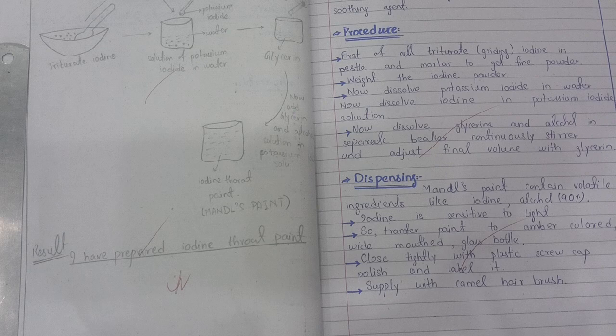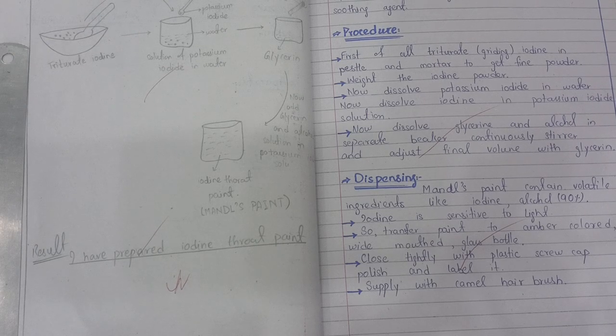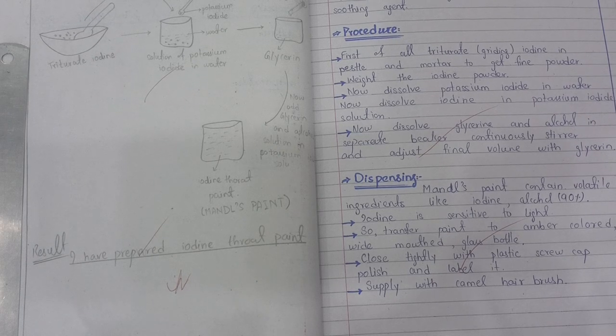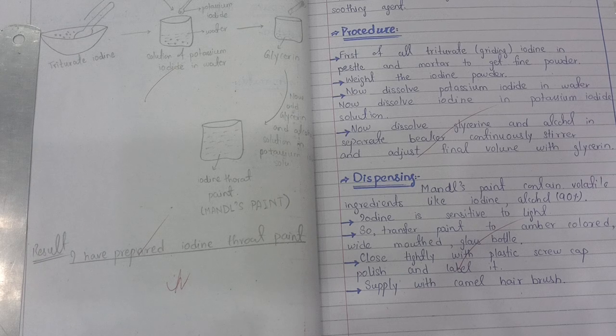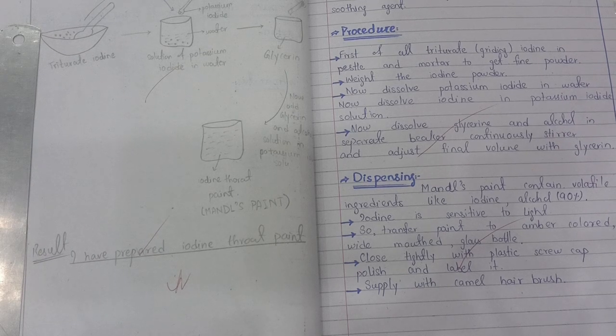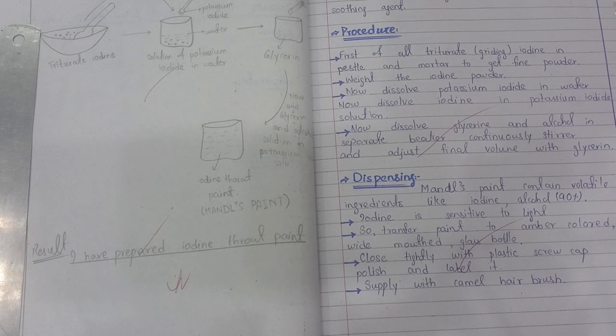And what was the procedure of it? First of all you have to triturate the iodine, convert it into powder form. Then you have to weigh the iodine powder, about 2.4 gram. Then you will add potassium iodide in it, and water, and syrup or glycerine, and you will continuously stir that.